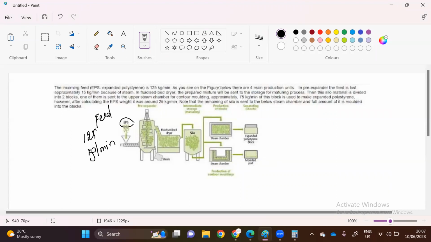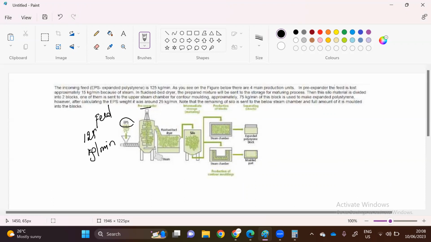As you see on the figure, below there are 4 main production units. Let's see what they are. This is pre-expander, first unit. What is that? Intermediate storage, maturing, second one. Production of blocks, if I read it correctly, the third unit. And the last unit is separating sheets.